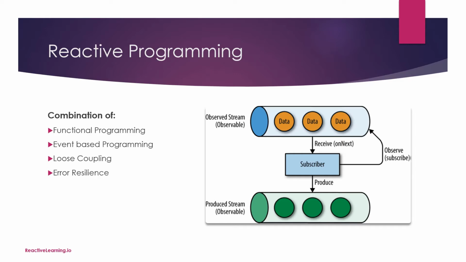Reactive programming can be used to build reactive systems. It breaks problems into small and discrete steps. Steps are executed in an asynchronous and non-blocking fashion using a callback mechanism. A reactive application is a combination of functional programming, event-based programming, loose coupling, and error resilience.